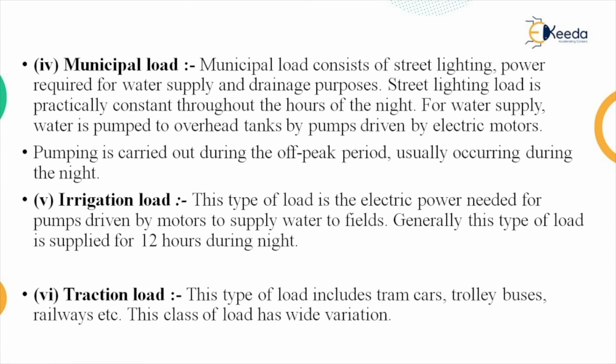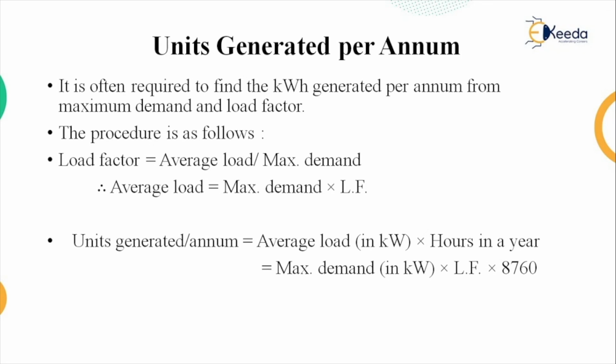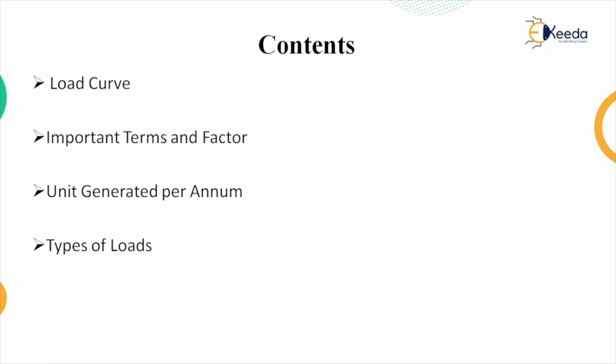So this is all about today's lecture. In today's lecture we discussed the following points: load curve, that is daily load curve, monthly load curve, and yearly load curve. Then important terms and factors, that is connected load, diversity factor, load factor, maximum demand. Then unit generated per annum, meaning how to calculate the units generated yearly, monthly, and daily, and types of load: commercial load, domestic load, municipal load, residential load, industrial load. These are all the topics covered today. Thank you.